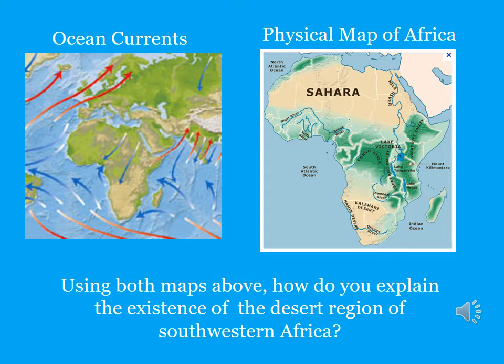Now, another issue there too is that along the northwestern coast of Africa, right around the Sahara Desert, are the Atlas Mountains, which also act as a mountain barrier, which creates a rain shadow that also contributes to the Sahara Desert.